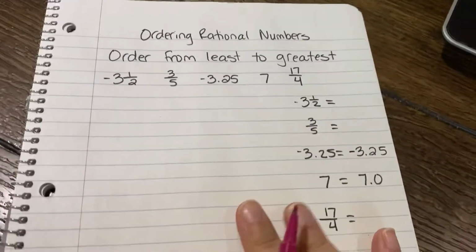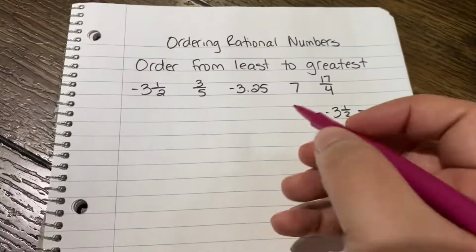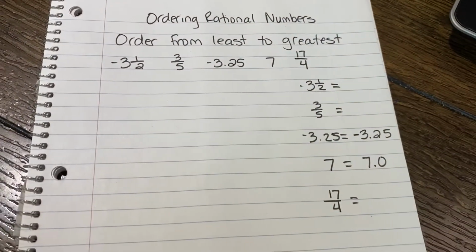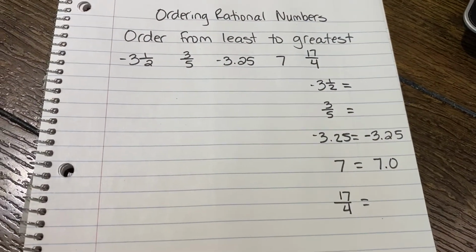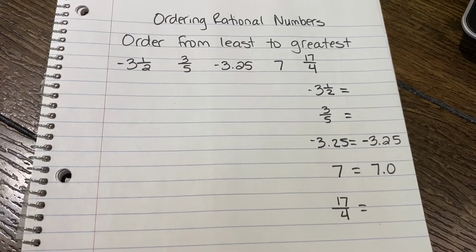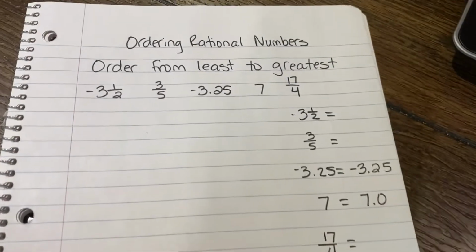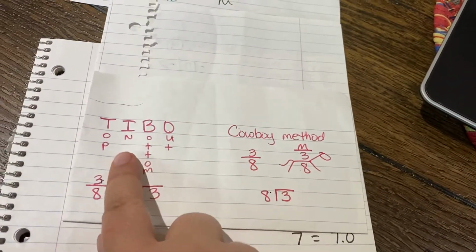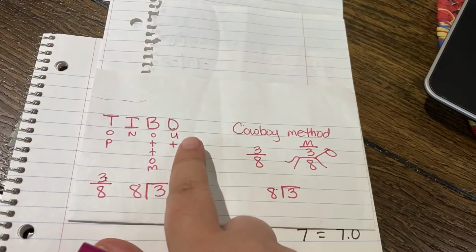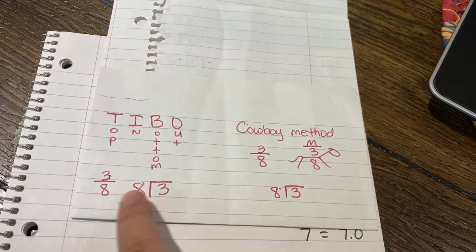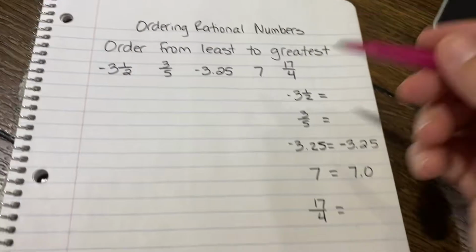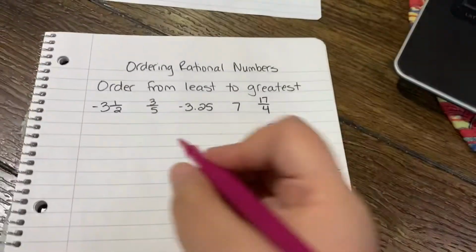Sorry. All right, so let's do 3/5 first. So remember, whenever we're changing a fraction into a decimal, we need to remember either cowboy method or Tybo. And I personally like Tybo. I think I have it here. So these two, I'm going to do Tybo. Top in, bottom out. Top number goes in, bottom number goes out. So we're going to do that for these 2 fractions.